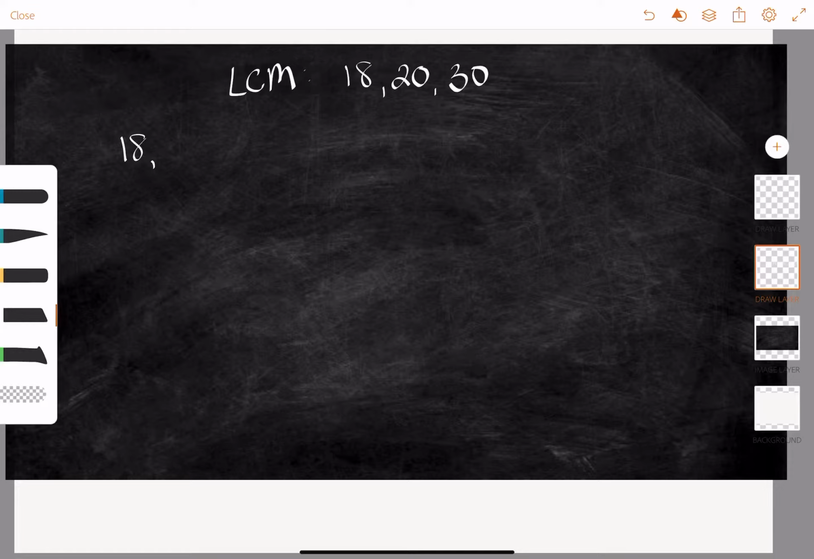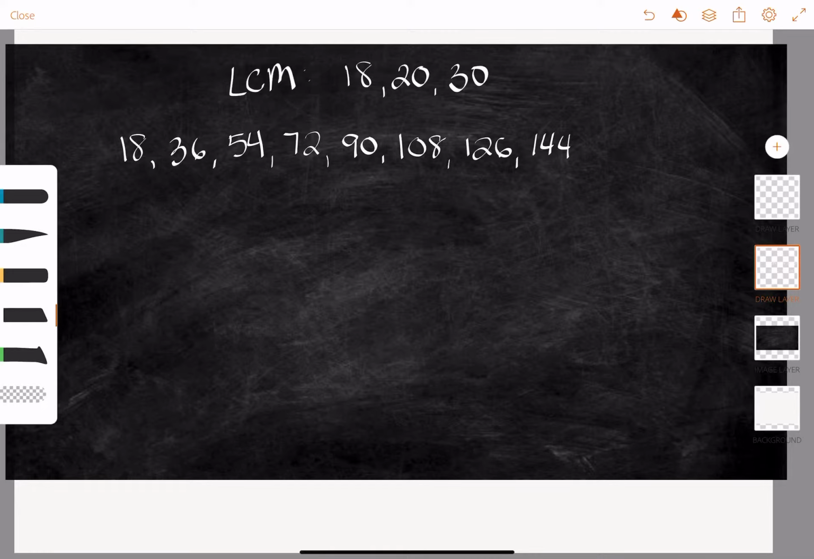So we have 18, then we have 36. 18 times 3 is 54. 72, 90, 108, 126, 144. So each time I'm doing this, I'm adding 18. 162, 180, 198, and I'm at the end there, so we'll stop.